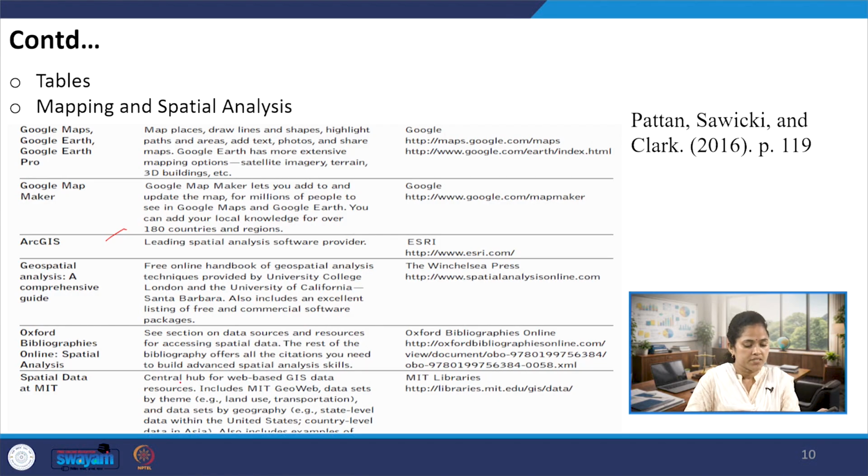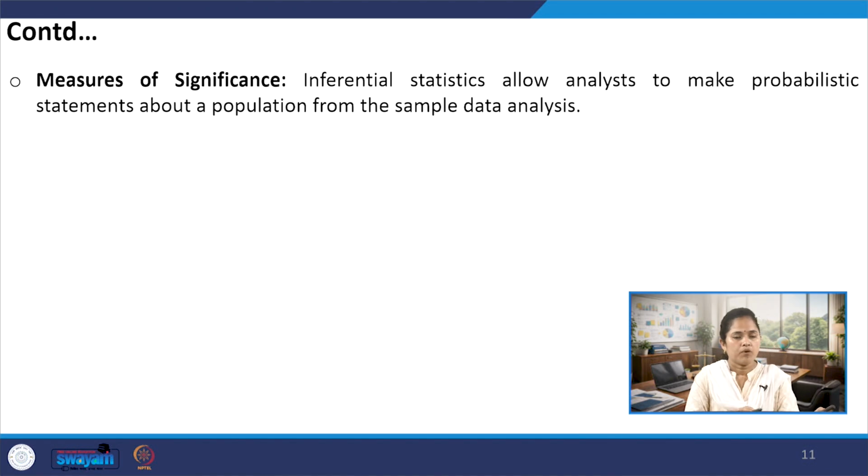The number of this type of software and the spatial data sets are also increasing simultaneously, to allow meaningful interpretation of statistical analysis. And apart from statistical analysis and spatial analysis, the other statistical measures that are really helpful in understanding and analyzing policies are measures of significance. So what are these measures of significance?